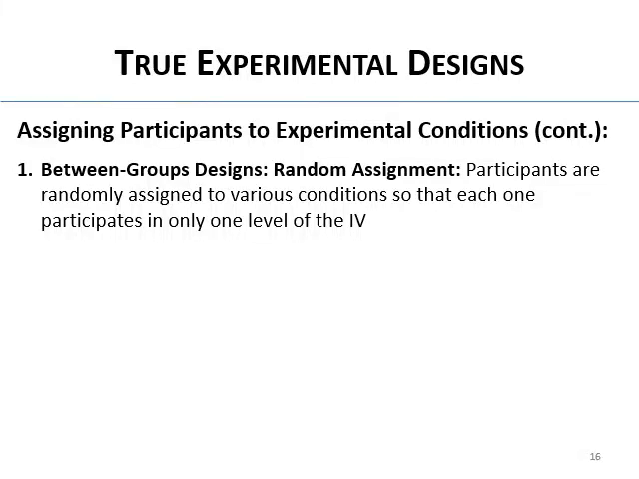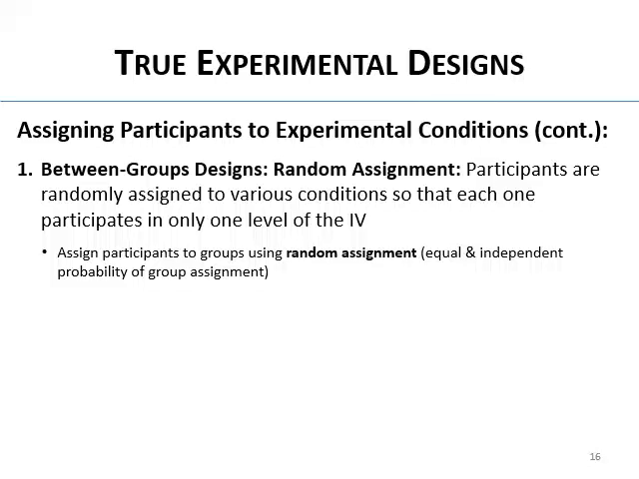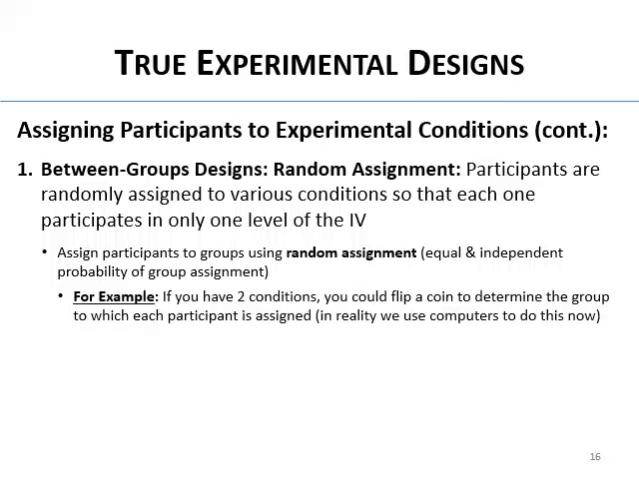So let's talk about the between groups designs. The random assignment you do is participants are randomly assigned to various conditions so that each one participates in only one level of the IV. It's between groups design. So you assign participants to groups using random assignment. That means they have an equal and independent probability of being assigned to a particular level of the IV. So for example, if you have 2 conditions, you could flip a coin to determine the group to which each participant is assigned. So the reality is we use computers to do this now. They got phone apps even where it picks a random 1 or 2.